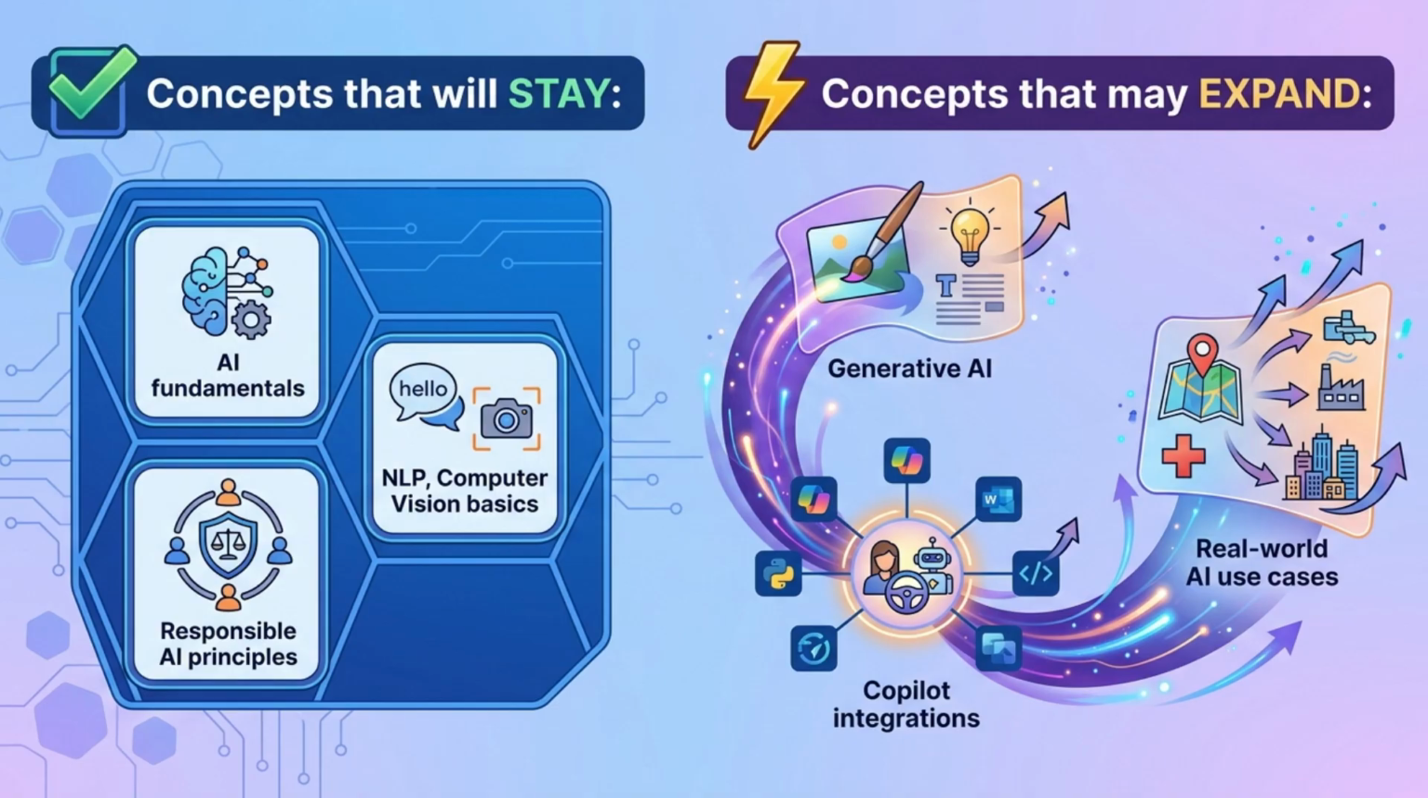Now here's where it gets interesting. Based on Microsoft's certification evolution patterns, here's what you can expect in the next version. Concepts that will stay: AI Fundamentals, NLP, Computer Vision Basics, Responsible AI Principles. Concepts that may expand: Generative AI, Copilot integrations, real-world AI use cases. So if you understand why these answers are correct, you're already ahead of most candidates.